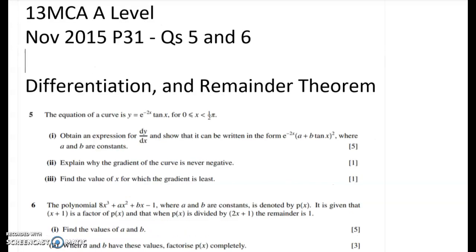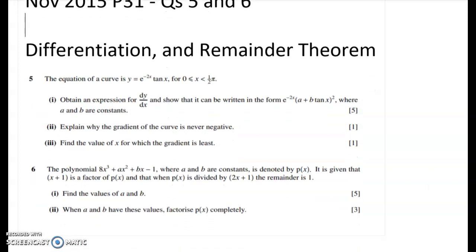This is a revision question from a Pure 3 paper from November 2015. So Havisha asked me about the first part of this question and I really liked all of it, so I'm going to video it for you.